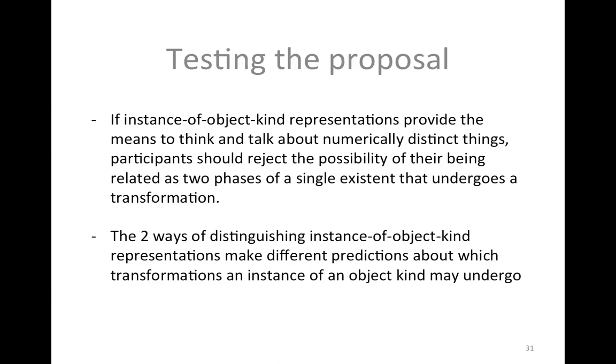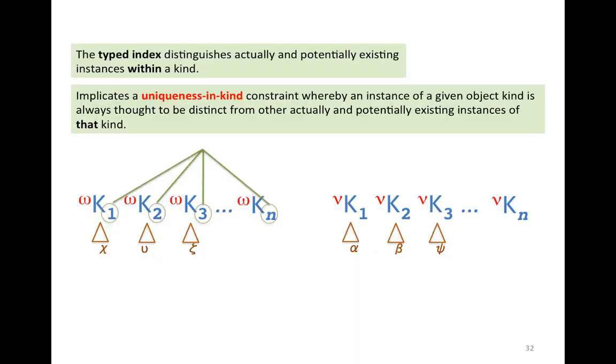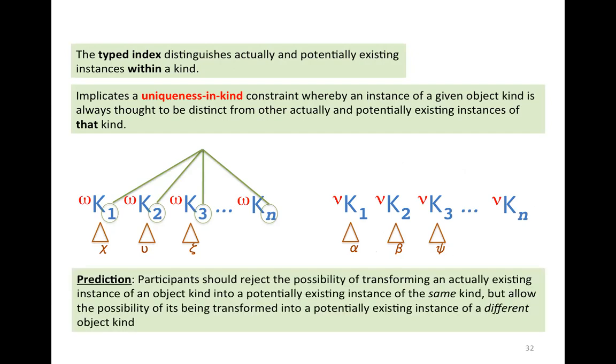Here, I will make this clearer for you using the following examples. The type index distinguishes actually and potentially existing instances within a kind. And in so doing, it implicates a uniqueness in kind constraint, whereby an instance of a given object kind is always thought to be distinct from other actually and potentially existing instances of that kind. And so it makes the prediction that participants should reject the possibility of transforming an actually existing instance of an object kind into a potentially existing instance of the same kind.